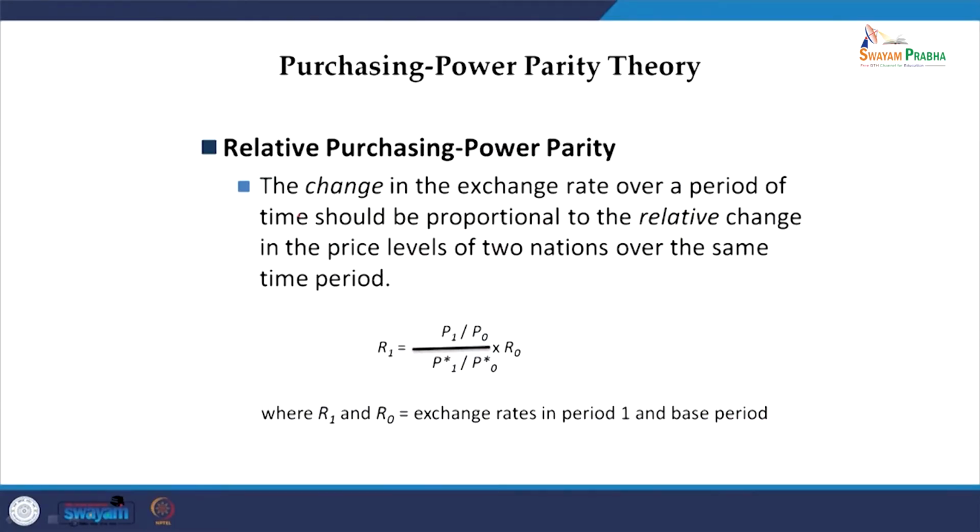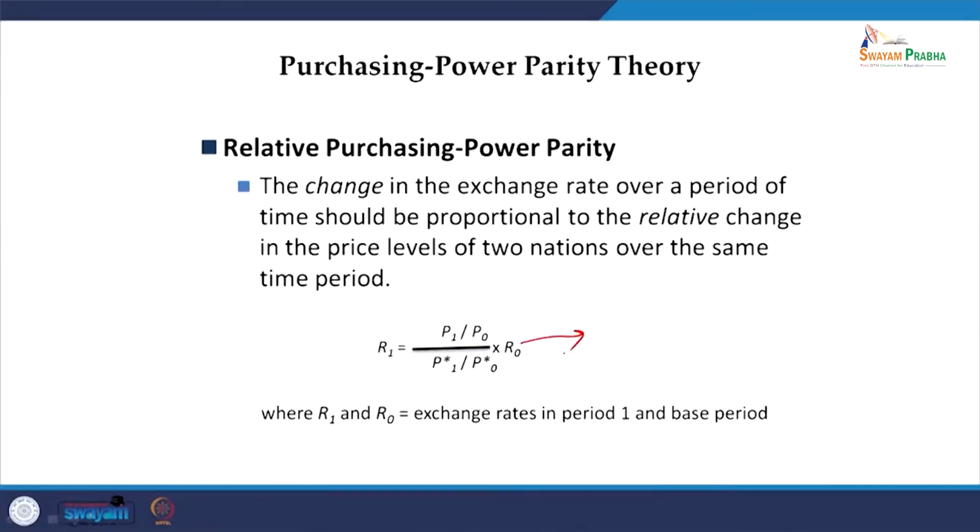So, P1 is the price in the present period and P0 the price in the previous period of the domestic country, divided by the relative prices of the foreign country with the present and base year prices, and their ratio times R0. R1 is the exchange rate in period 1 and R0 is the exchange rate in period 0. Basically, R0 is the nominal exchange rate in the base year period.